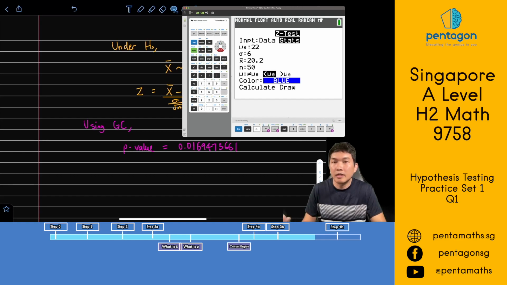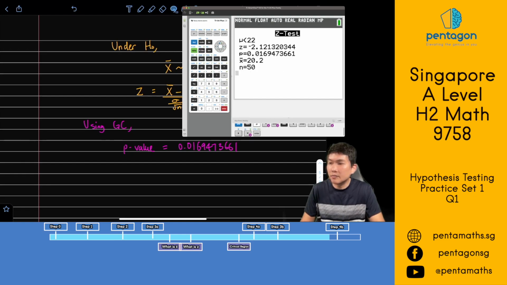That's 22. And over here in the next step, this is where a lot of students make careless mistakes, because what they're asking for is the standard deviation, not the variance. So don't key in 36, key in the square root of 36. And then here, small x bar will be the observed sample mean, 20.2. Our sample size is 50, and we're testing for less than the claimed population mean, and click on calculate, and this is your p-value. In fact, using the graphing calculator also gives you the z value, and then you find that, wow, this is so much better than doing it the other way, and I agree.